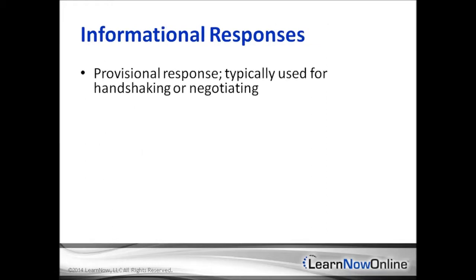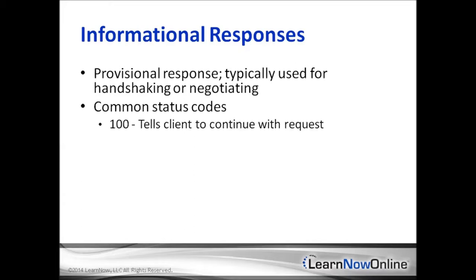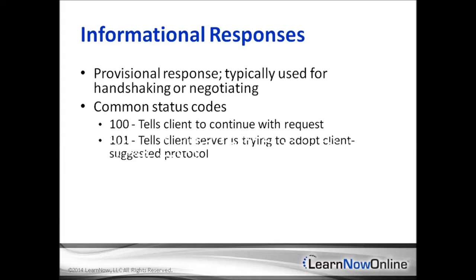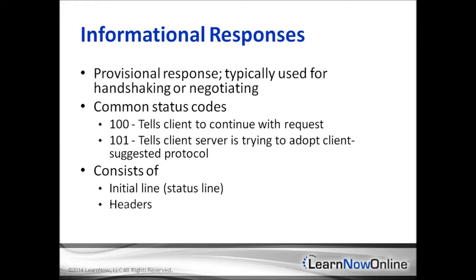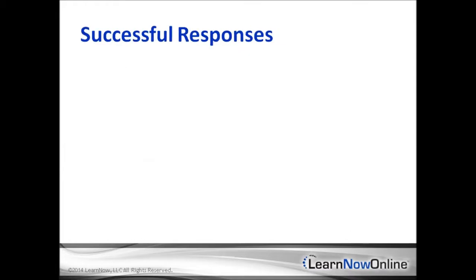So informational responses, this is negotiation based, okay? Status codes are in the 100 series, so anything from 100 to 199. Like 100 tells the client, hey, continuing with request. 101 tells the client, adopt this particular protocol. So this contains the status line and then header information as well as an empty line.